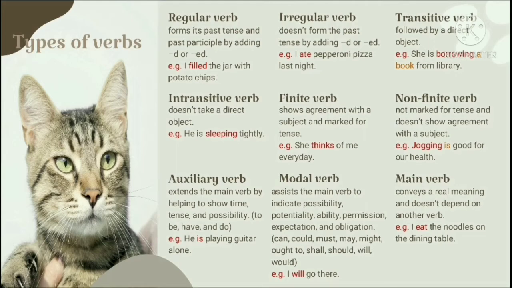Next, non-finite verb. Non-finite verb is not the actual verb. Non-finite verb is not marked for tense and does not show agreement with a subject, also it can occur only in a dependent phrase or clause. I will give you an example of non-finite verb. Jogging is good for our health. So the word jogging here is the non-finite verb. And the actual verb is the word is.